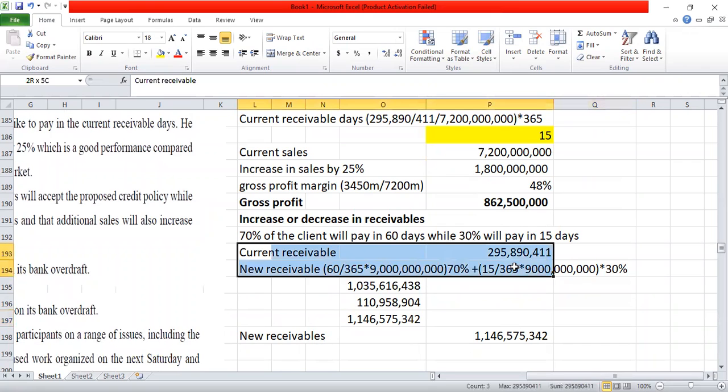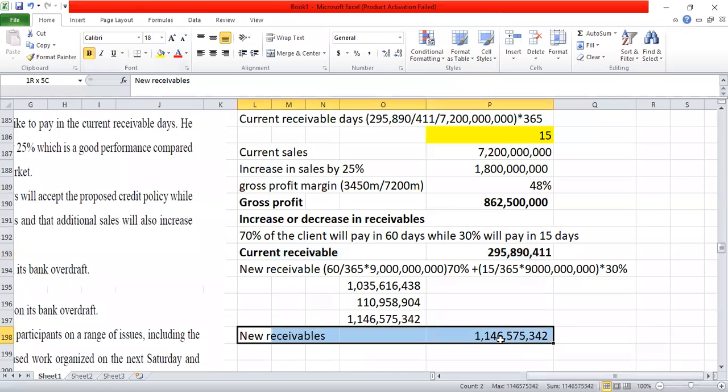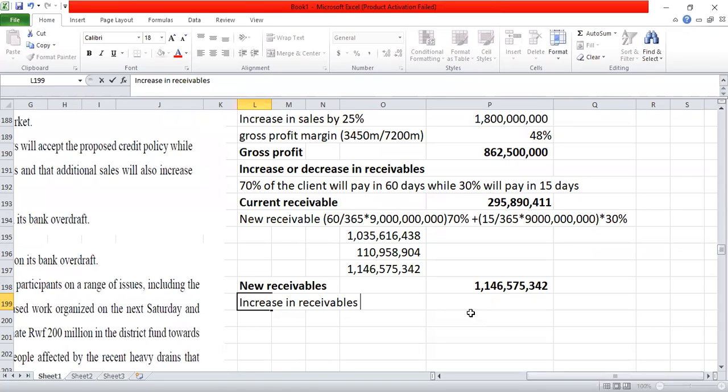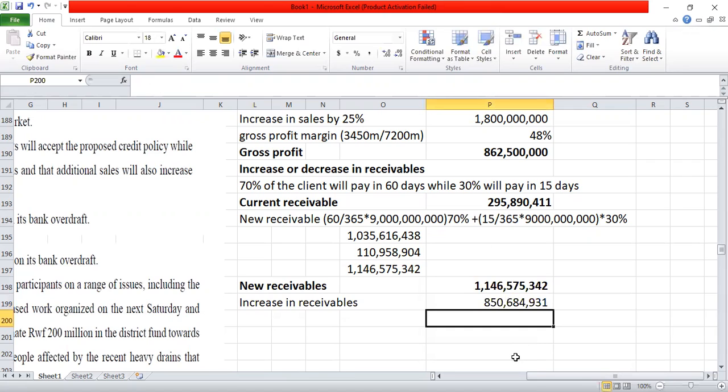So this is the current receivable, and this is the new receivables after introducing the policy. So you're going to have an increase in the receivables of this minus this. This is the increase in the receivables as a result of the policy you have introduced.